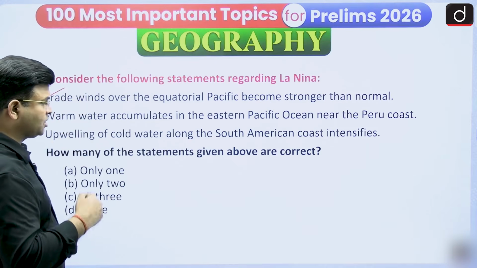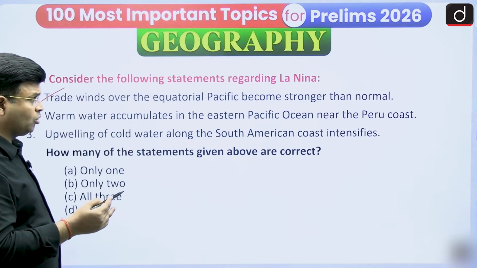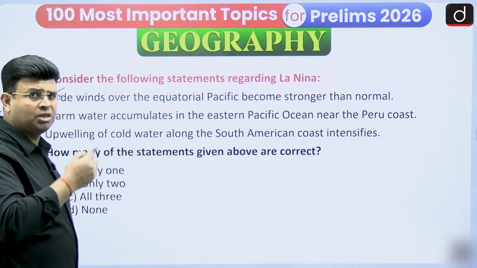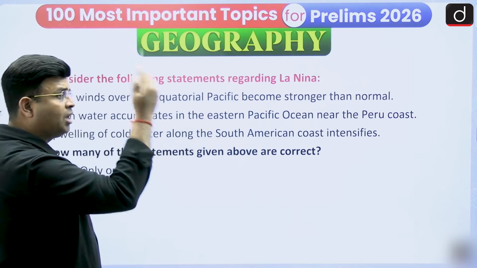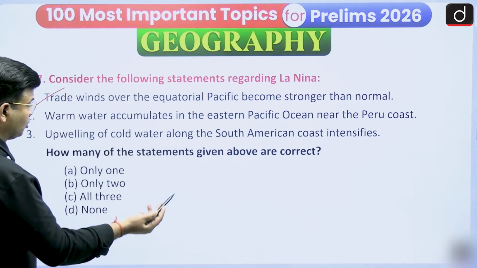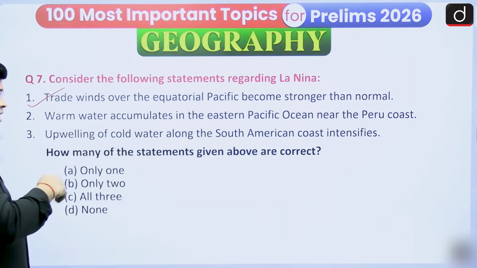Warm water accumulates in the Eastern Pacific Ocean near the Peru coast. When the warm water is being dragged away, the Eastern Pacific becomes colder and upwelling takes place near the Peru coast. So warm water is not accumulating over there. Warm water is near Australia and Indonesia.